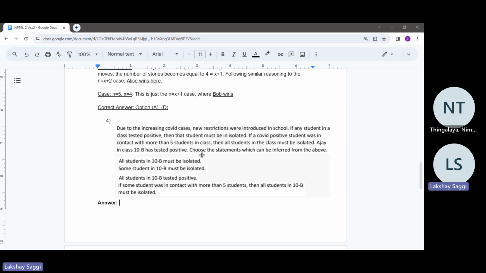We can only say that Ajay must be isolated, but we don't know if other students should be isolated or not. So the second option says that some student in 10th B must be isolated. This statement is correct because some student in 10th B must be isolated. And who is that student? Who is the student who must be isolated?